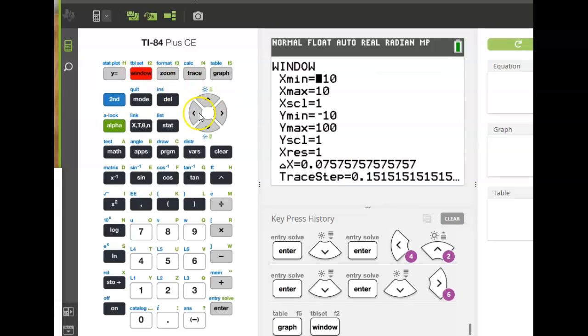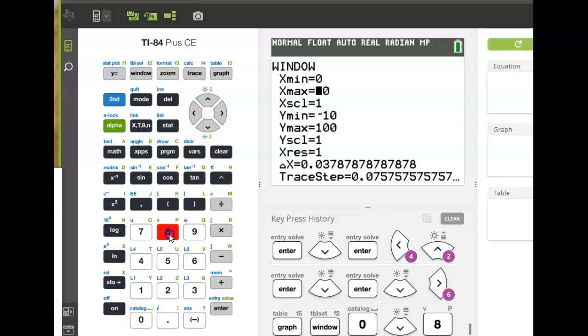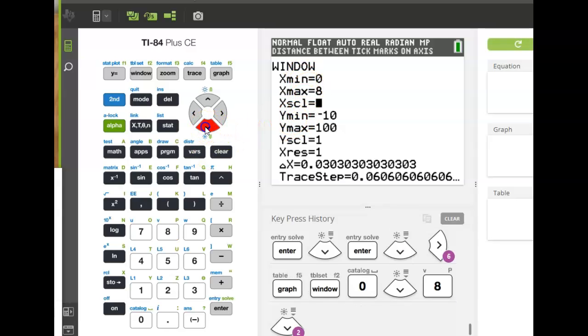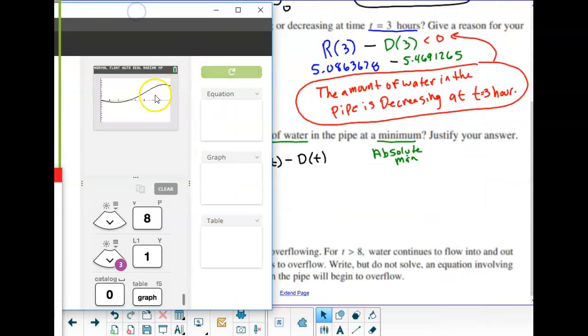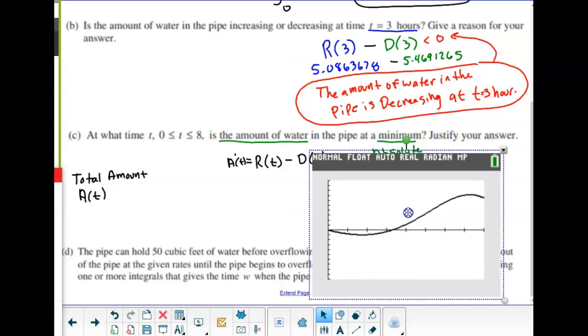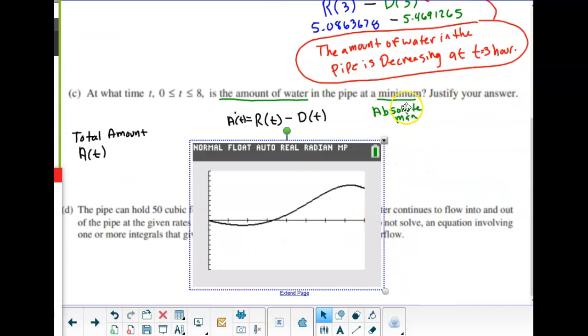But let's do this. Go to Window. Time is your x values. I want to figure out from 0 to 8. I don't need to see anything extra beyond that. And then I'm just going to change this to a regular 10, which is probably where you're at. Now, when I graph this, it's been a while since we've done anything with absolute minimums.